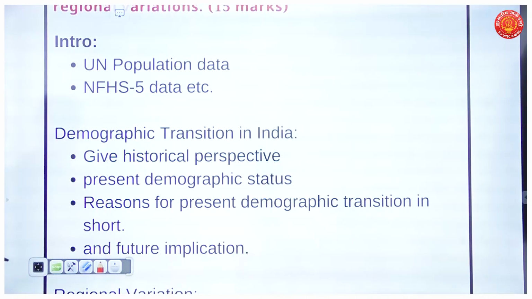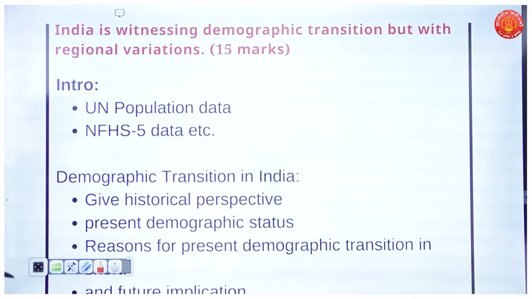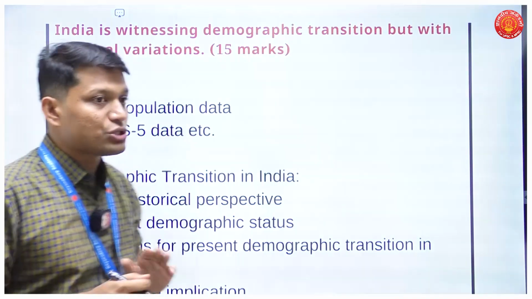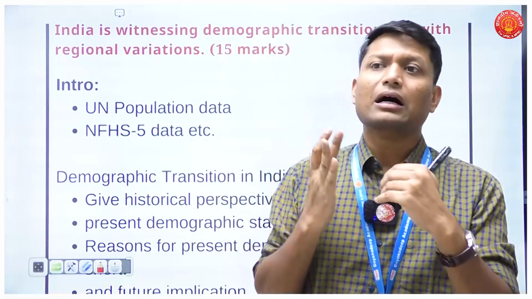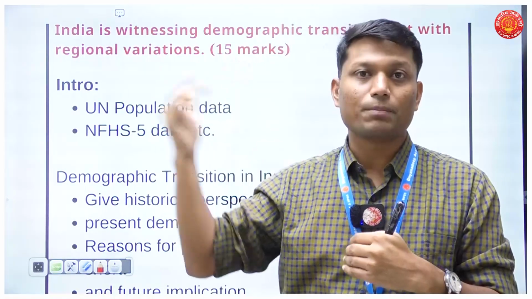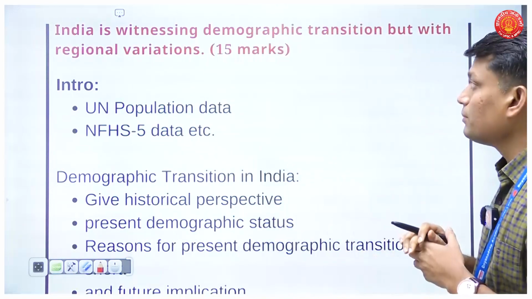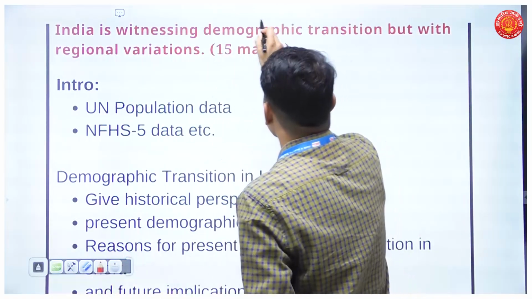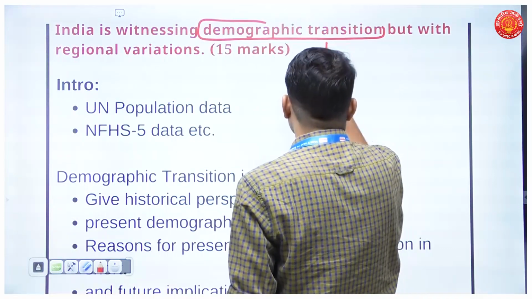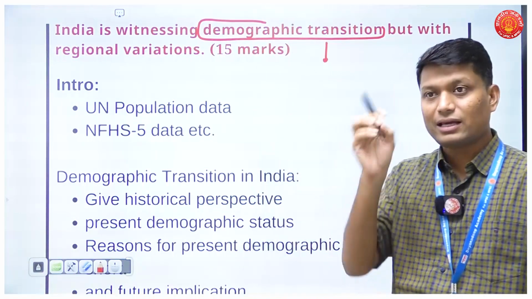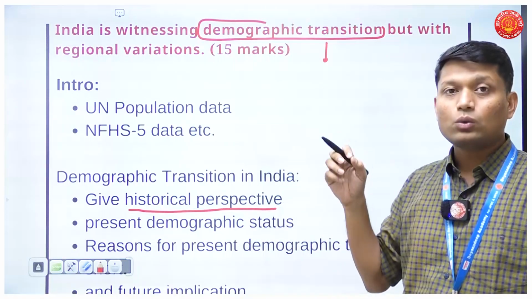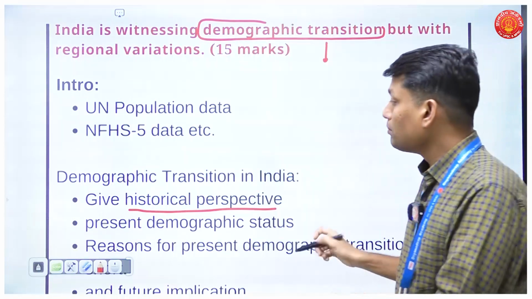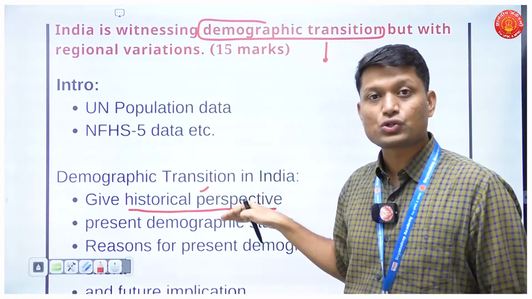Moving on to the body part. Now let us try to understand how many body parts are there. So the first part is that India is witnessing demographic transition. You have said that India's total fertility rate has now declined and you are comparing from past data. That is your introduction, but then you will have to elaborate what all demographic changes we have witnessed, right? And while doing so, you will have to give a historical perspective. Now again, the mistake will be that you might end up overemphasizing the historical perspective.